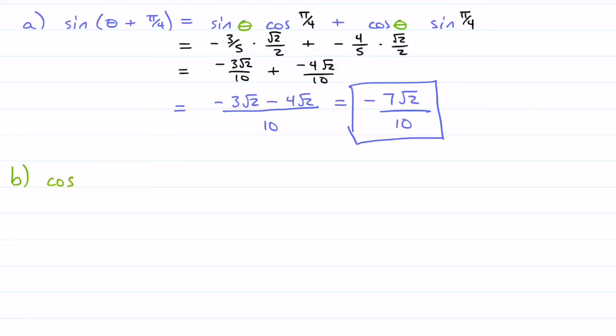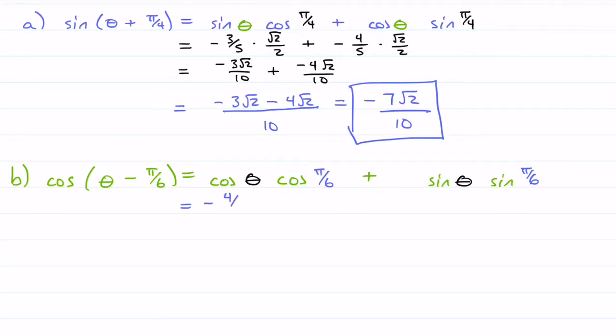For B, we're trying to find the cos of theta minus pi over 6. So cos and minus goes cos cos plus sine sine. Just look on your formula sheet and find that cos alpha minus beta formula. Theta goes in the first position of both. Pi over 6 goes in the second position of both. Cosine of theta from above is -4/5. Cos of pi over 6 is √3/2. Sine of theta from up above is -3/5. The sine of pi over 6 is 1/2.